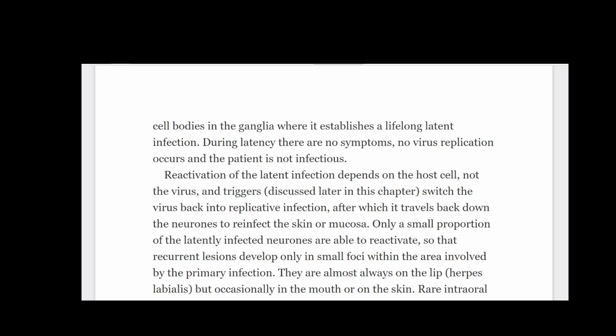They are almost always on the lip, herpes labialis, but occasionally in the mouth or on the skin. Rare intraoral recurrence is most frequently on the palate. Many in the population shed virus intermittently into saliva, indicating reactivation of latent infection. They suffer no symptoms but can transmit the infection.